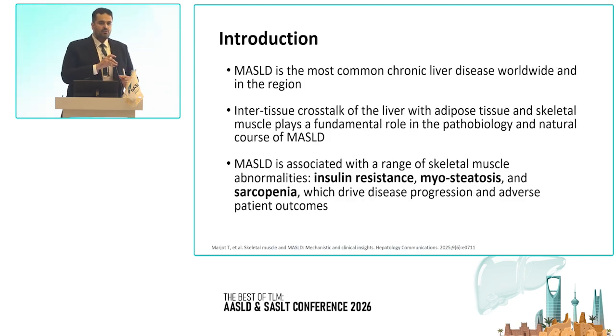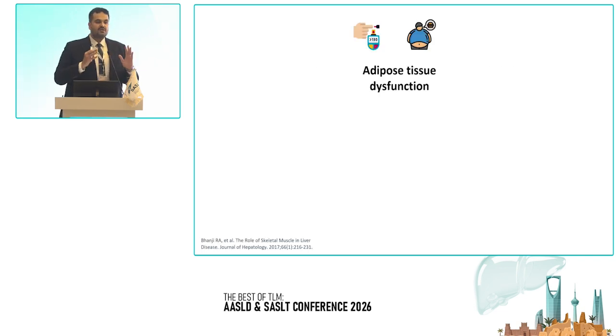In the introduction, we all know that MASLD nowadays is the most common liver-related comorbidity worldwide, and specifically in the region of the Middle East and North Africa. Also, we know that the intertissue talk between liver, adipose tissue, and the muscles plays a fundamental role in the pathogenesis of MASLD. So we have a lot of types of muscle affection while we are talking about MASLD. It can include insulin resistance, myosteatosis, or sarcopenia. We can start from here.